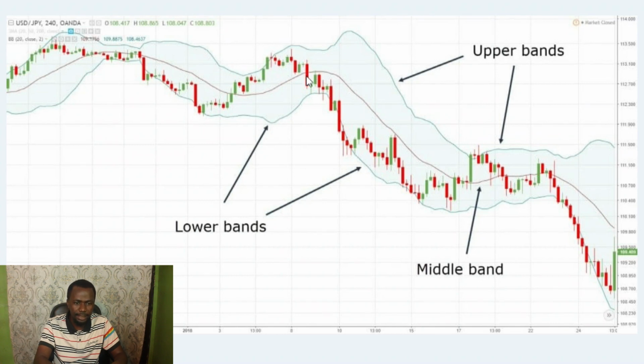So these three things are what you should be looking at, right, for you to be able to trade with this indicator. So take note of this. This is the upper band, the lower band, and the middle band. Like I said, the upper band acts as a resistance level or overbought condition. The lower band acts as a support level and oversold condition.